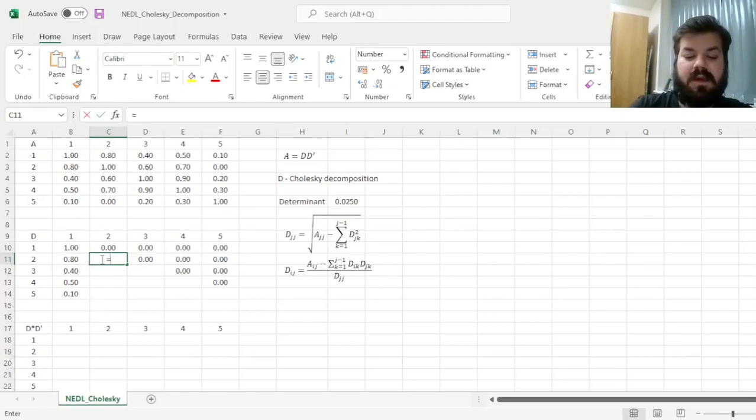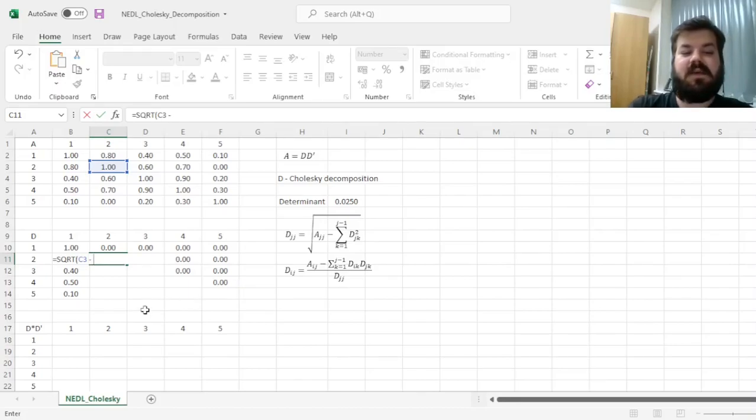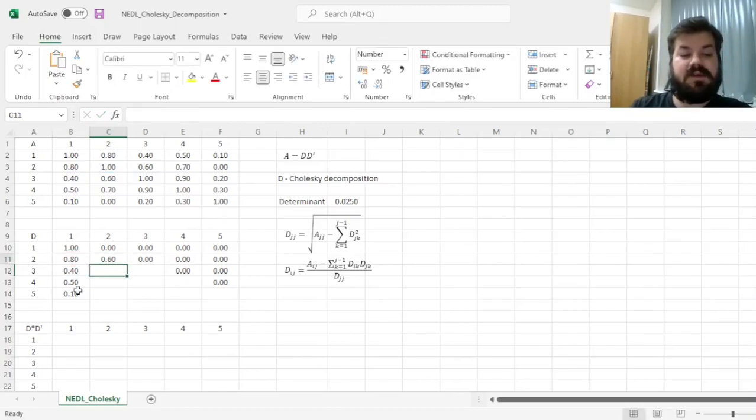And here we need to impose the square root function of the corresponding element of the input matrix A minus the squared sum of all decomposition elements to the left of it. So here we've got this element and nothing else. So we can enforce the formula quite straightforwardly.